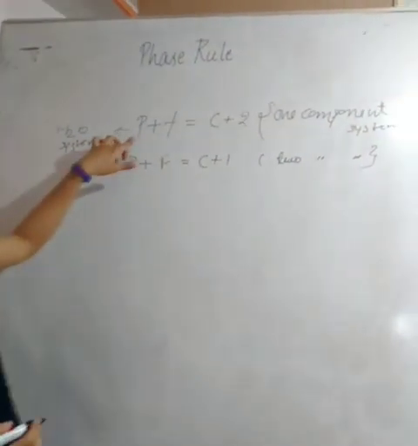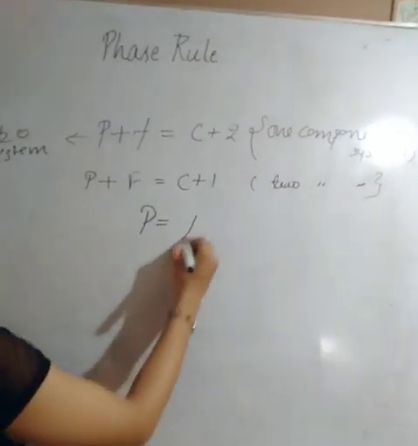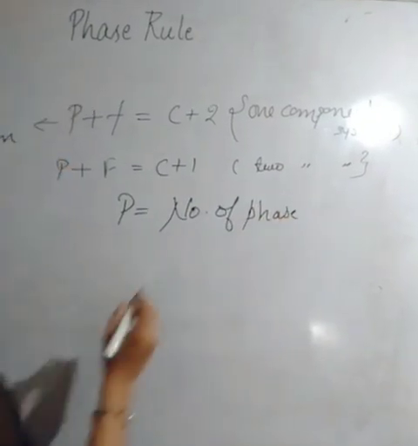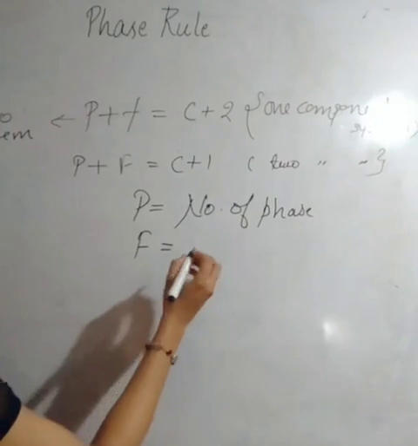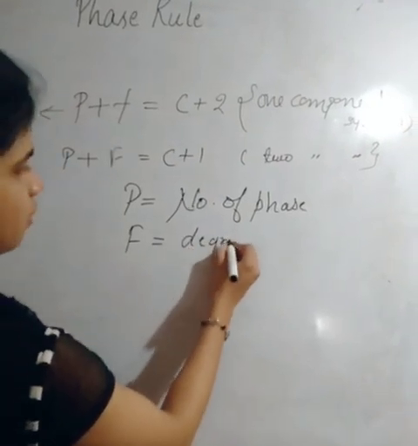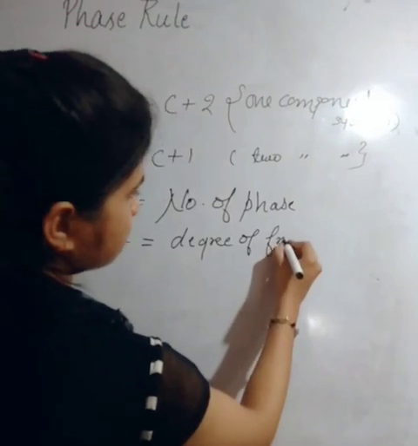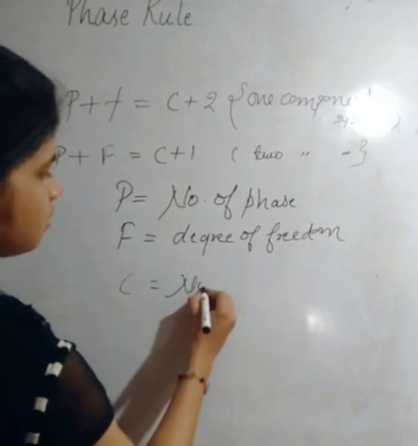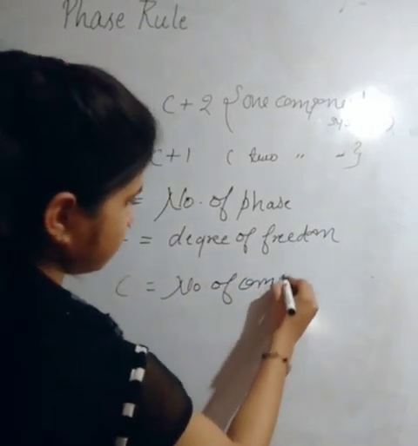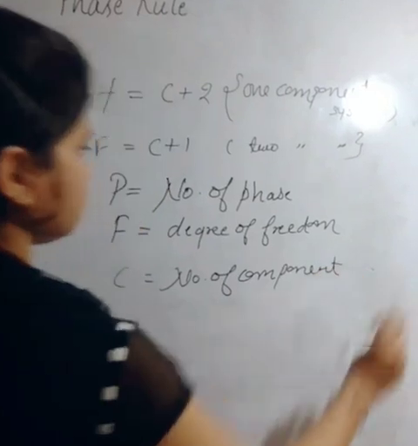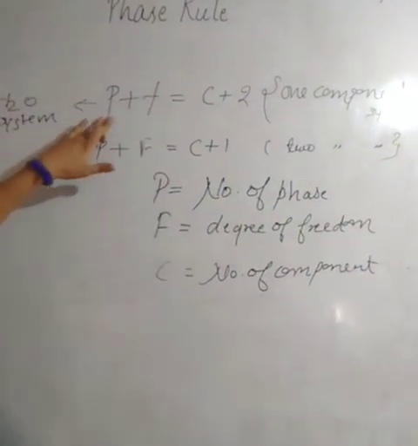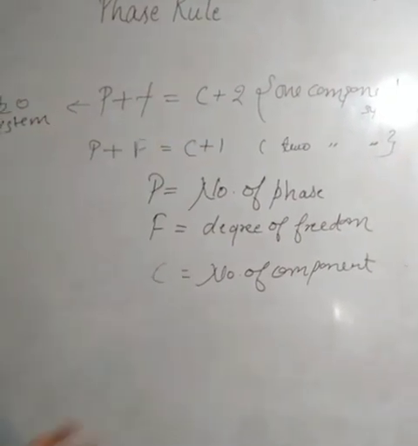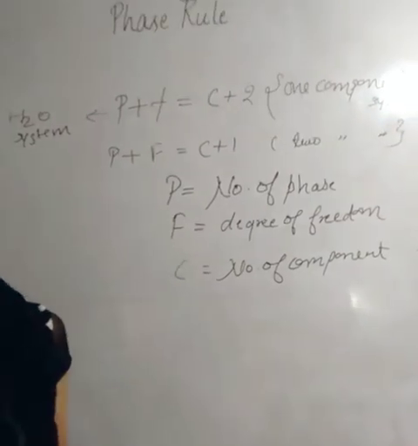So let us see P. P refers to the number of phases. Another term is F, which refers to the degree of freedom. Another term is C, which is the number of components. So we can say that phase, degree of freedom and component form the phase rule. It is a basic concept. So let us see what these terms are.